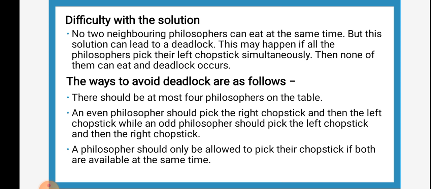In the next videos we will see how the deadlock occurs and how we can prevent it. Clear? Thank you.